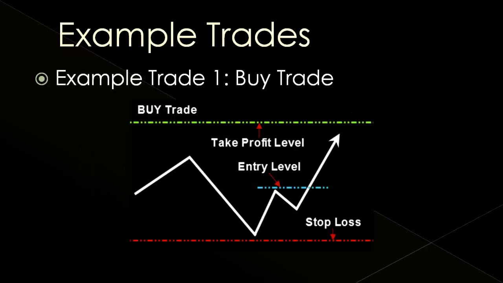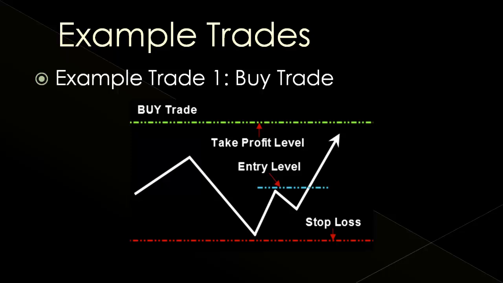Now let's take a look at a couple of example trades. This will help you get a better idea of how to apply your stop losses and take profit levels to your entries. In the first example, we're looking at a buy trade. As you can see, the solid white arrow represents the price. I've inserted a blue horizontal line that shows the entry level. The red horizontal line shows our stop loss, and the green horizontal line shows our take profit level.